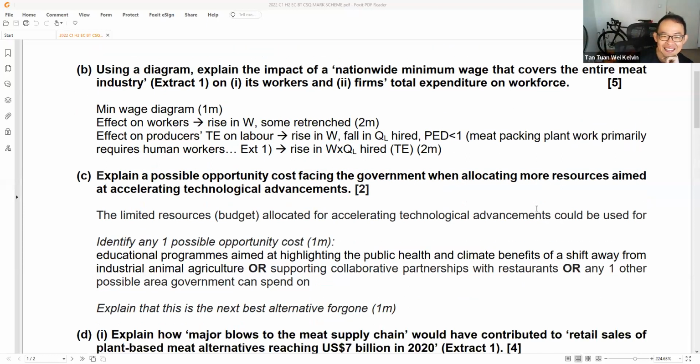For part C, you don't need to draw a graph. You want to explain in terms of opportunity cost. If you allocate more resources aiming to accelerate technological advancement, that requires money from the government. So identify what is the next best choice. It's up to you. You can say that the government could build more homes, more houses, to house the growing population. So when you allocate more resources to accelerating technological advancement, the foregone benefit is the value of the houses. So that's for part C.